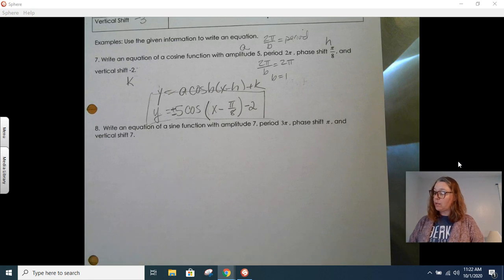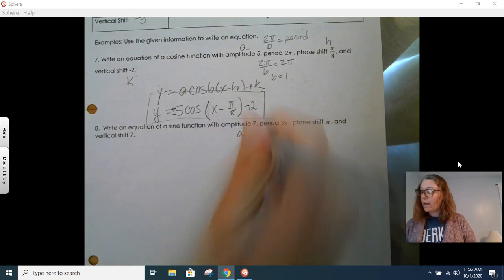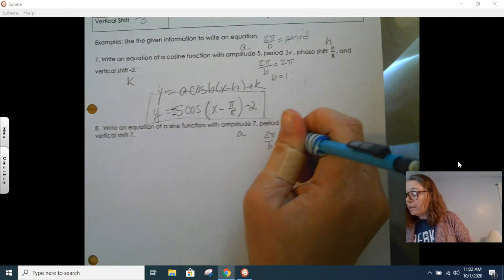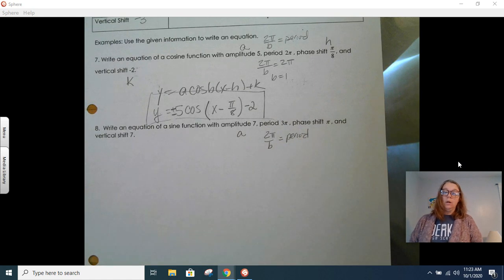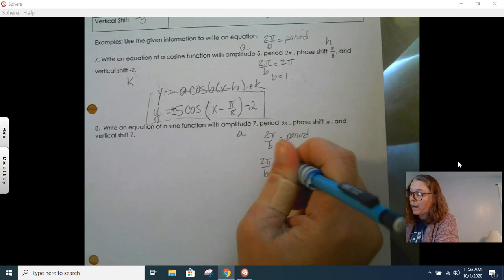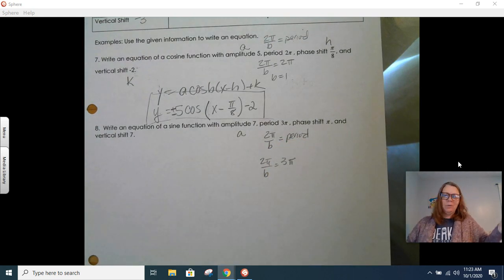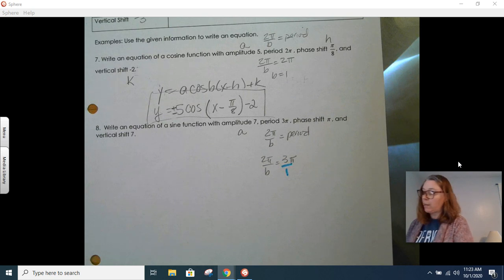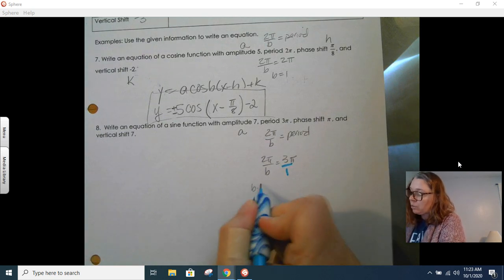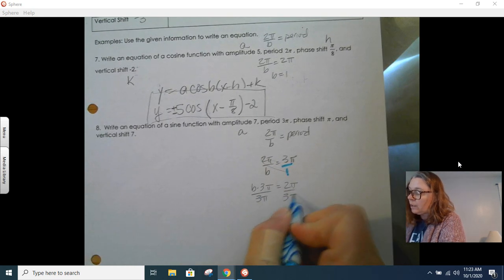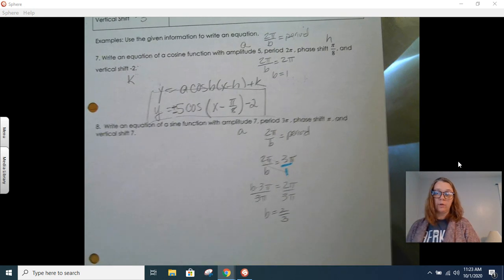Okay, next one, write an equation for a sine function with an amplitude of 7, a period of 3 pi. My period, I get by doing 2 pi over b. So what's my b value? That's what I really need for my equation. So 2 pi over what equals 3 pi. You might be looking at this and saying, I don't know, some funky fraction. That's totally fine. Solve that equation for b. You put the 3 pi over 1 and cross multiply. So b times 3 pi equals 2 pi, and then divide by 3 pi, and b is 2/3. There you've got your b.